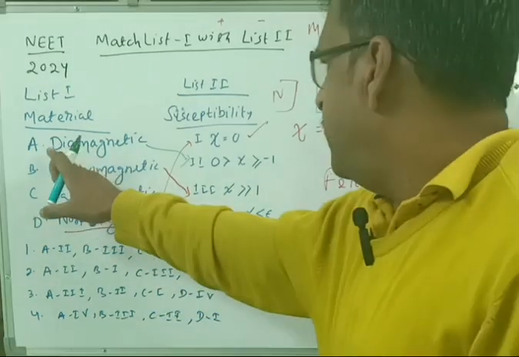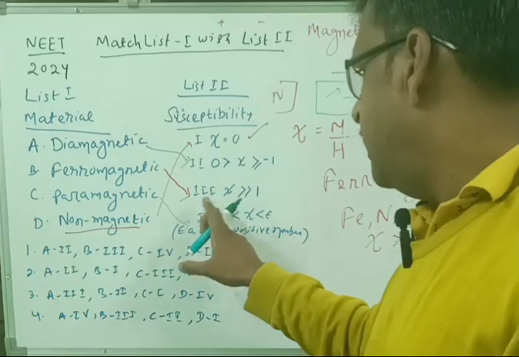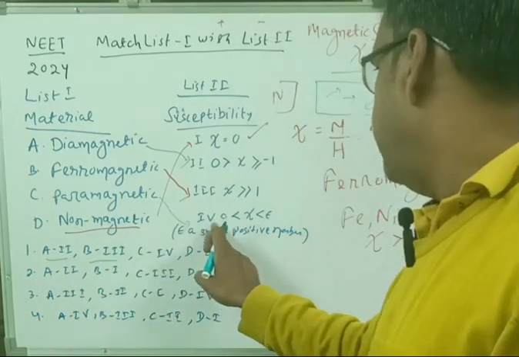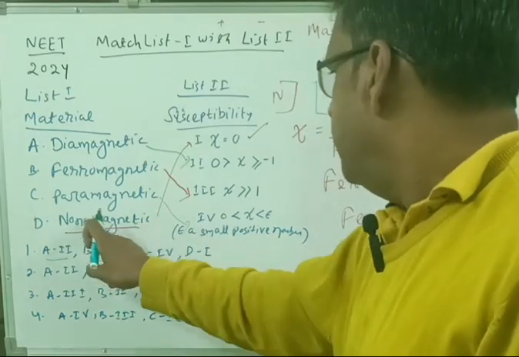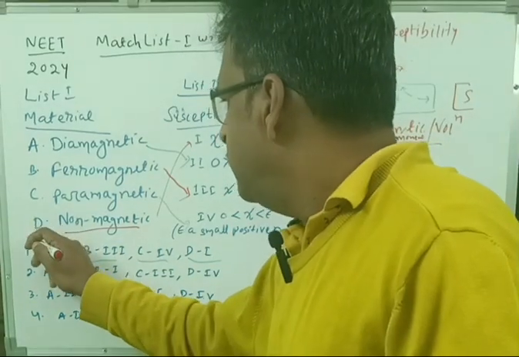So we see A goes to II, B goes to III, C goes to IV, and D goes to I. So option 1 is correct for this question.